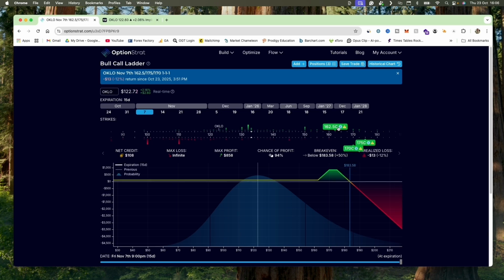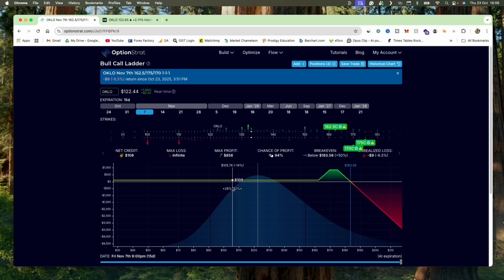But the difference between these two strikes is what's causing this hedge, which allows me to increase my break even by another $2.50 on a $122 stock. And that's how I'm able to potentially make more money. If Oklo closes anywhere from 162 to 170, and if it gets to the highest bit between 170 and 175, that's where I can make the full $858 profit.